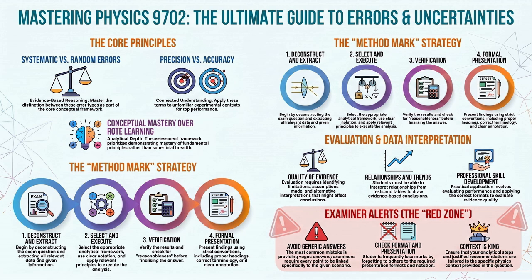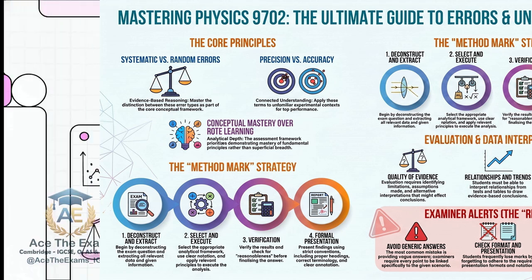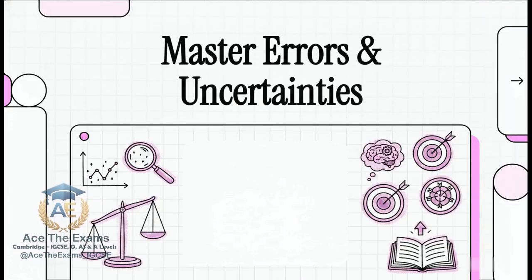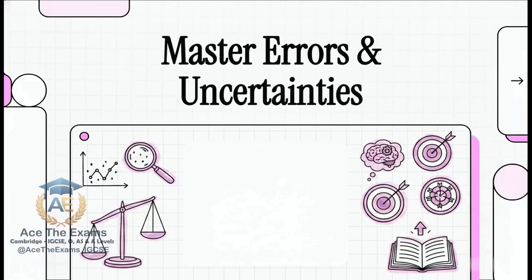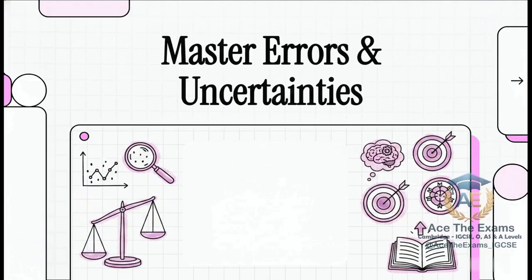All right, let's jump right into this explainer. Today we're tackling something that, let's be honest, drives a lot of Cambridge, AS, and A-level physics students absolutely crazy. We are talking about mastering errors, uncertainties, and precision for syllabus 9702.